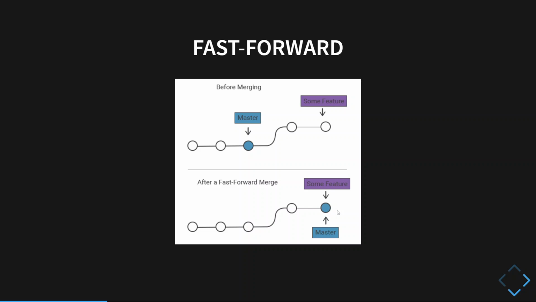So there's no extra commit made when you merge, because sometimes when you merge, there's another commit that specifically says, hey, we merged these two branches together. There's no commit with this one. It just goes up to speed with your other branch. As you can see, it just goes along the line there.